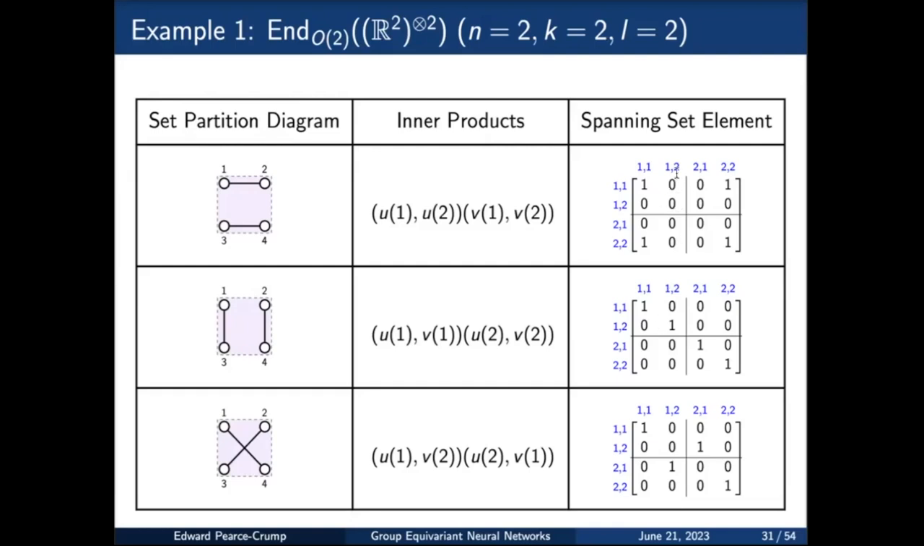But for example, 1, 2, 1, 2, well, one and two are not the same, so we're going to put a zero in that particular position, and we can do it like that. So effectively what I'm trying to say is we don't have to go through all of the inner product work to get the answer. You can just look at these combinatorial diagrams.